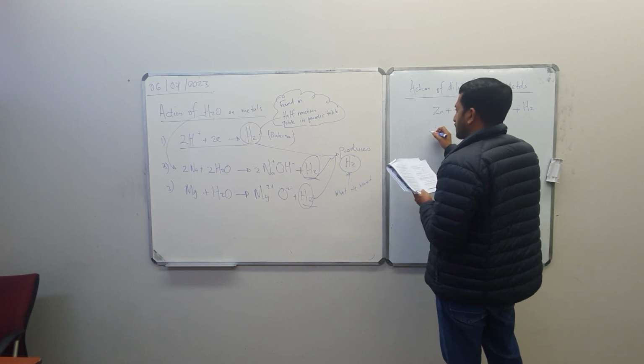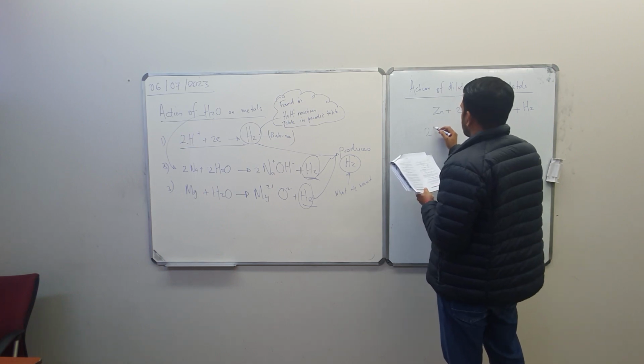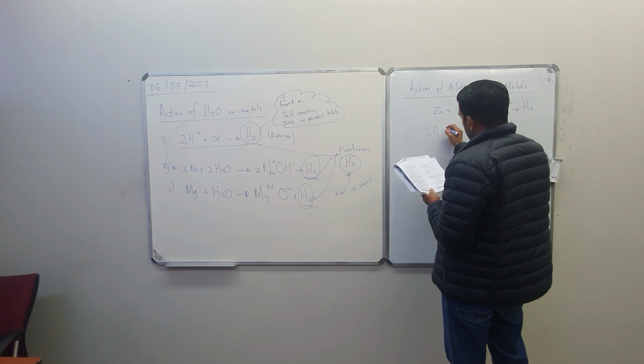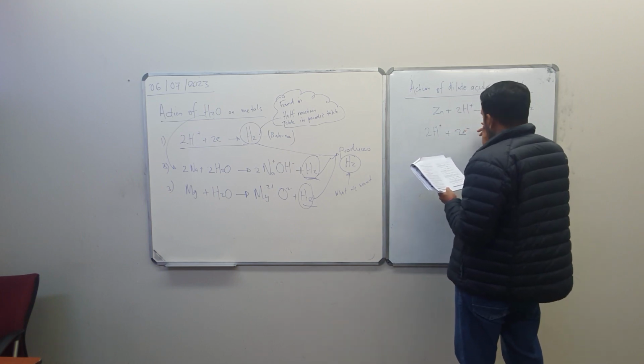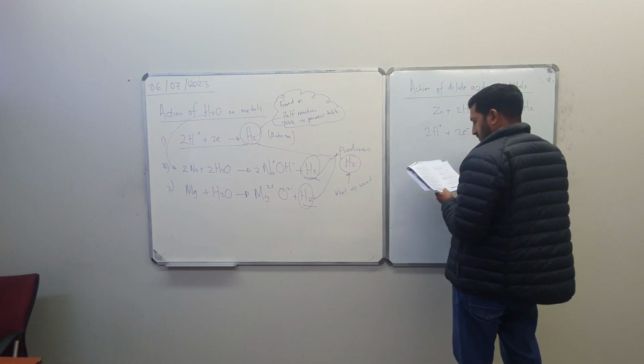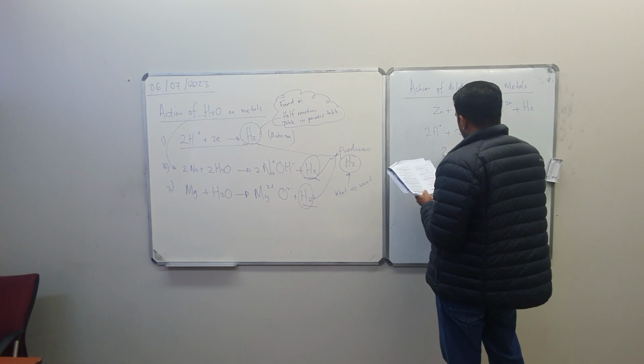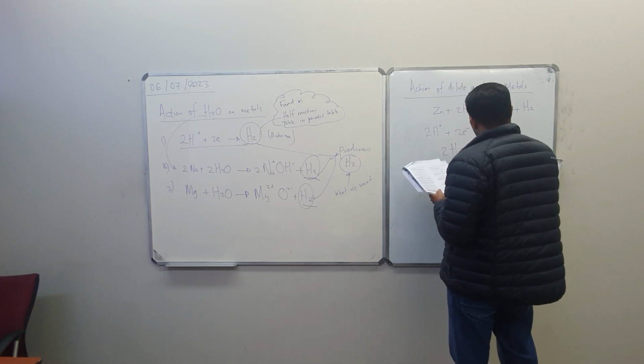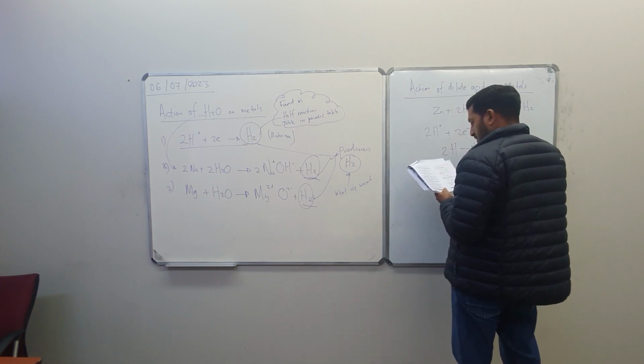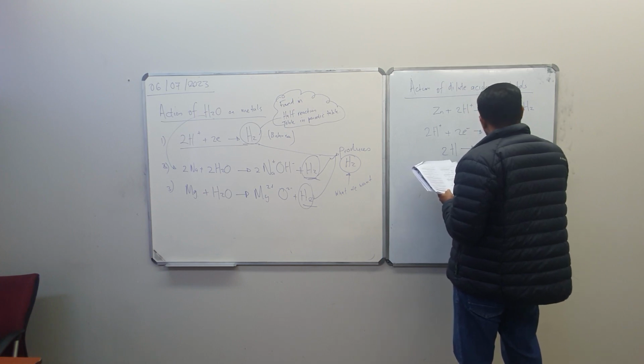Then we have this reaction. This reaction here will become second nature. The 2H+ plus 2 electrons will give you 2H, and then obviously 2H is H2. It's the half reaction.